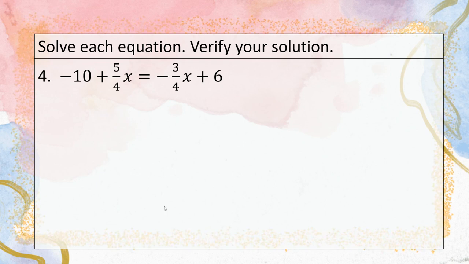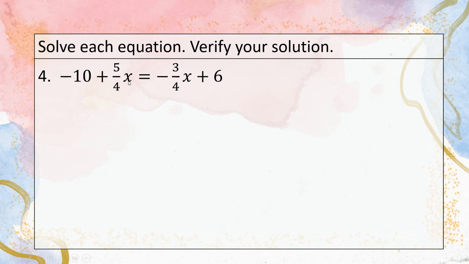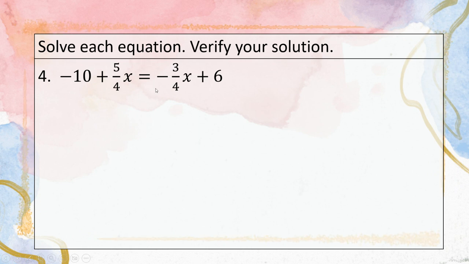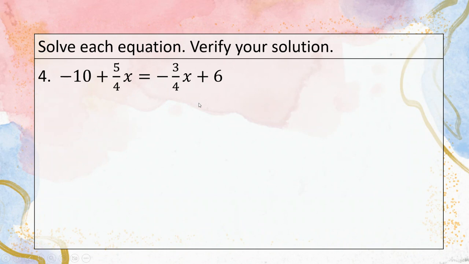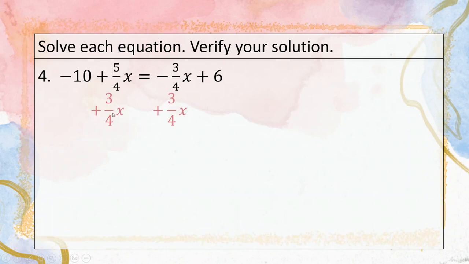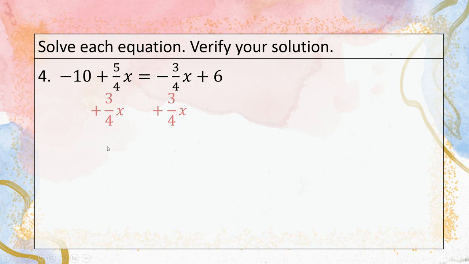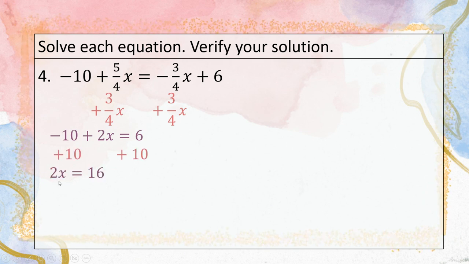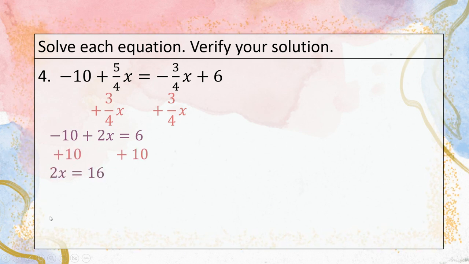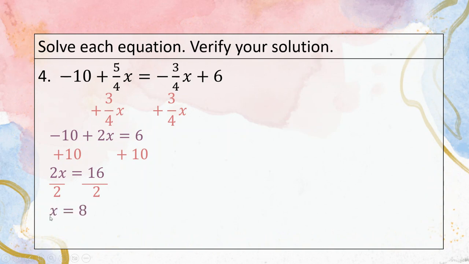And number 4, okay, I've got positive 5/4 x here, and then negative 3/4 x on the right. Negative 3/4 is smaller than positive 5/4, so I'm going to get rid of the x's on the right. I'm going to add 3/4 x to both sides. 5/4 plus 3/4 would be 8/4, which equals 2. Then to get x alone, I would add 10 to both sides, and then divide both sides by 2. I get x equals 8.